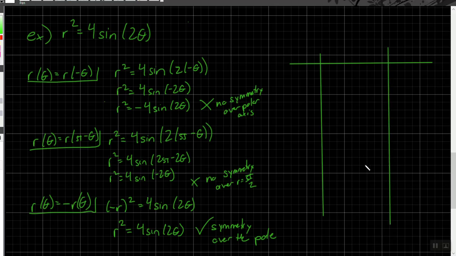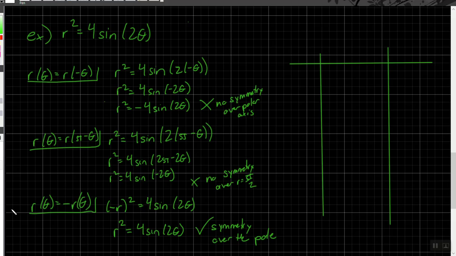Why did we put negative in front of the r? Because of the negative in front of the 4? Because we're doing r of theta equals negative r of theta. So r is out front. There's no theta by the r. So instead of our function, we're putting it outside of our entire function. Out front of the r.